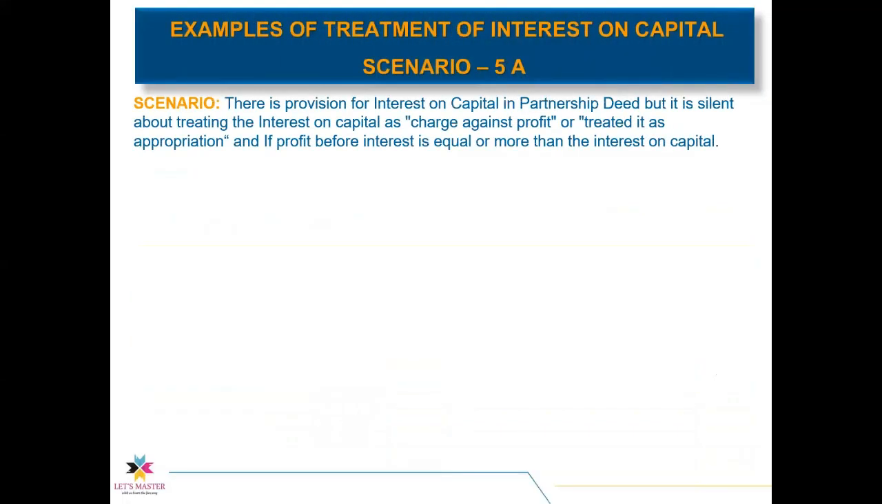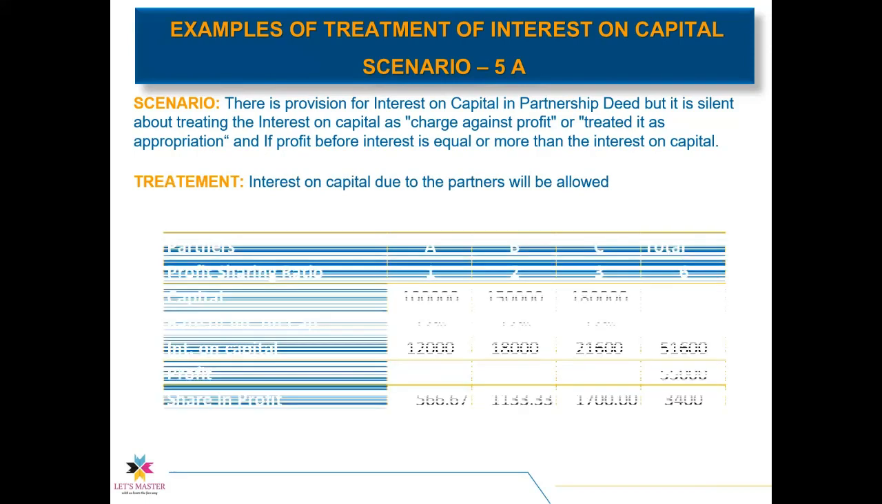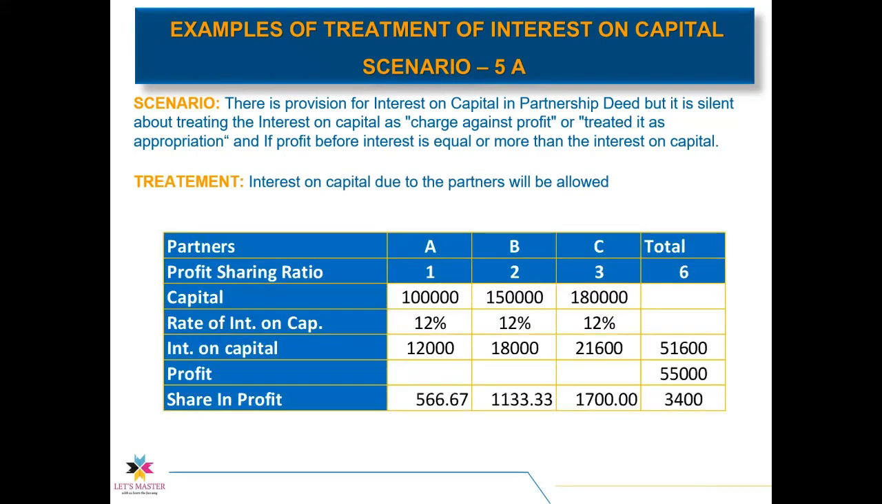Moving on to scenario number 5, there is provision for interest on capital, and the partnership deed is silent whether it needs to be treated as charged against profit or appropriation, but the profit earned by the partnership firm is equal to or more than interest on capital. Then in that case, full interest on capital would be provided to the partners. And here is the calculation.